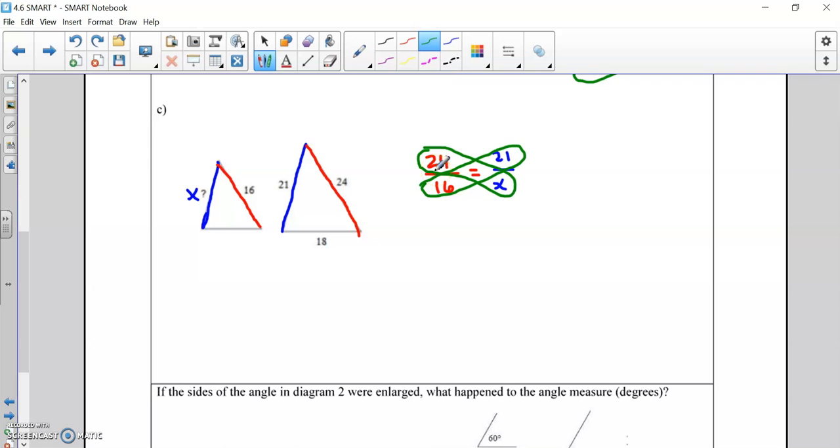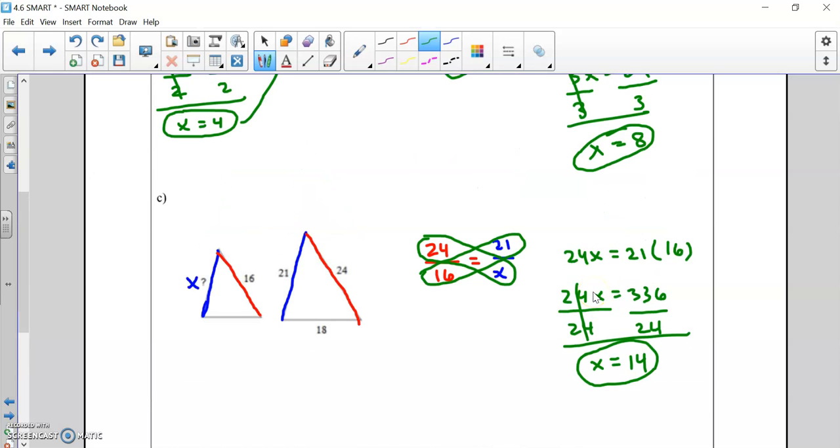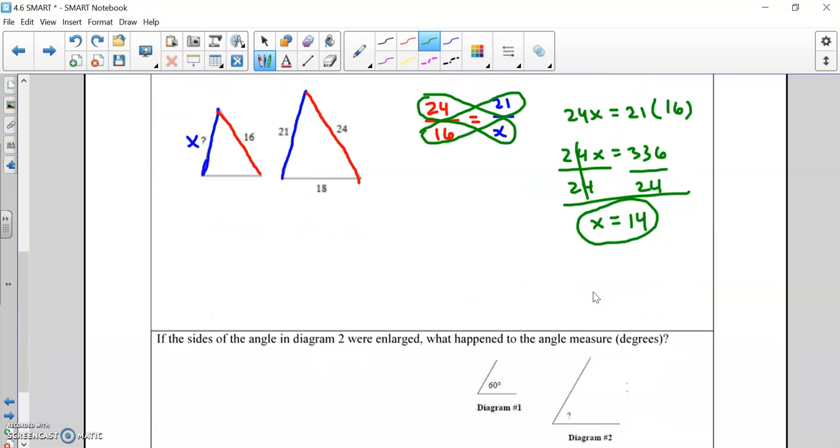All right, so now I have 24 times x is equal to 21 times 16. Okay, I can go ahead and take care of that multiplication. 21 times 16 is going to be 336. And my last step, as usual, will be to divide by this 24 to get x by itself. So x is going to be equal to 14. Right, and that is how you make proportional equations to solve for a missing side.